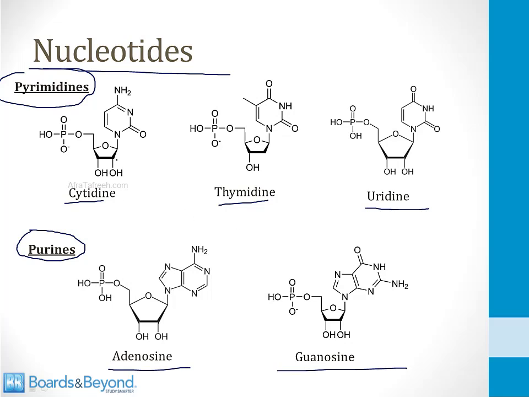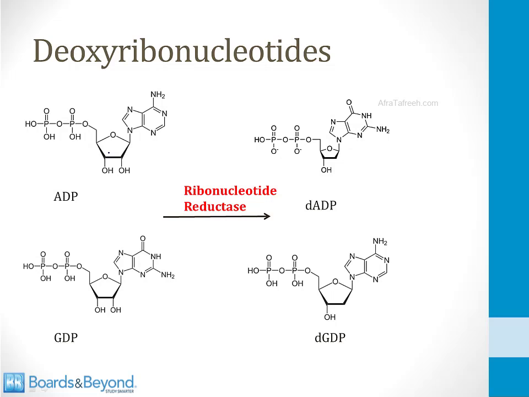Note also that if there is a hydroxyl group in this position on the sugar molecule, this molecule is therefore a ribonucleotide. If there is no hydroxyl group in that position, this is a deoxyribonucleotide. Ribonucleotides are used in RNA, and deoxyribonucleotides are used in DNA. And the way deoxynucleotides are synthesized is that the ribonucleotide is synthesized first, and then an enzyme called ribonucleotide reductase removes the hydroxyl group at this position to convert the ribonucleotide shown on the left side of the screen into the deoxyribonucleotide shown on the right side of the screen.